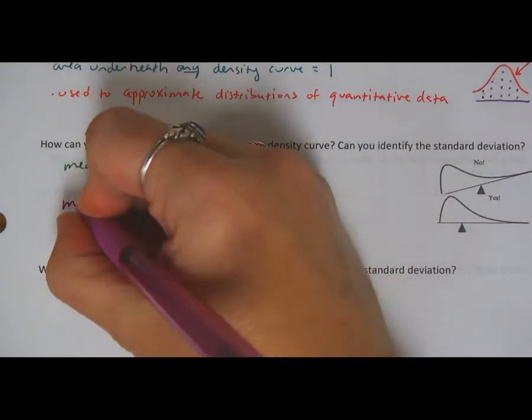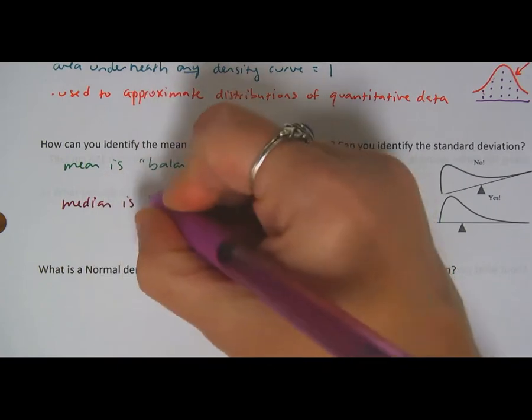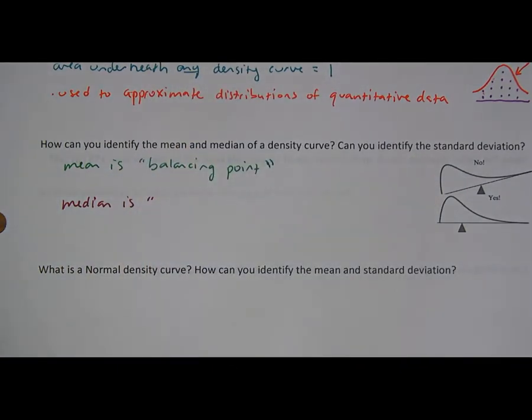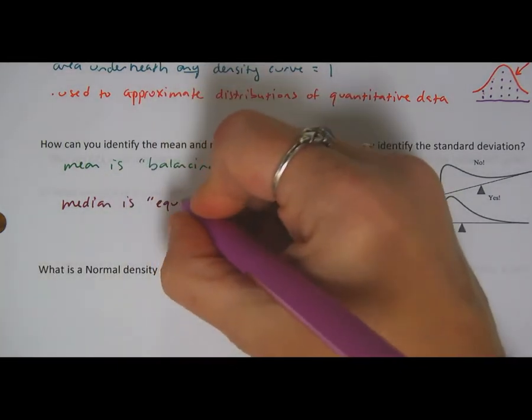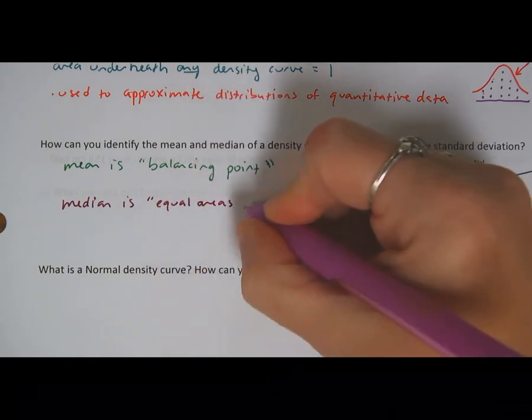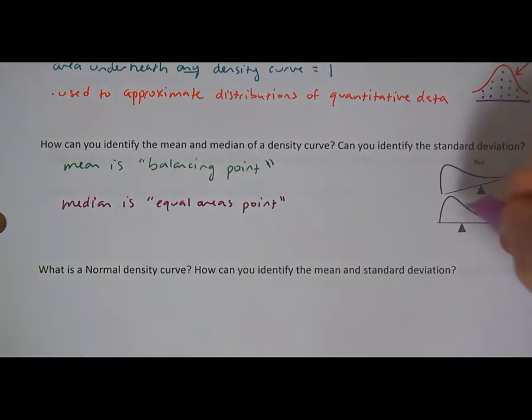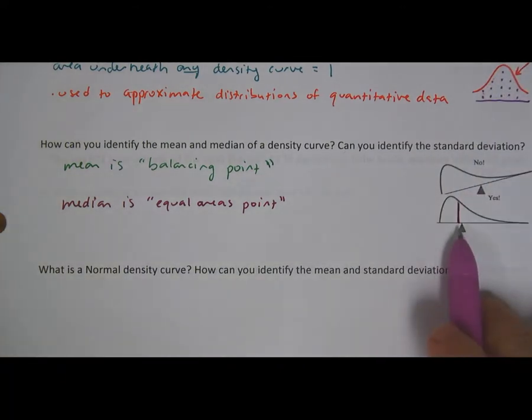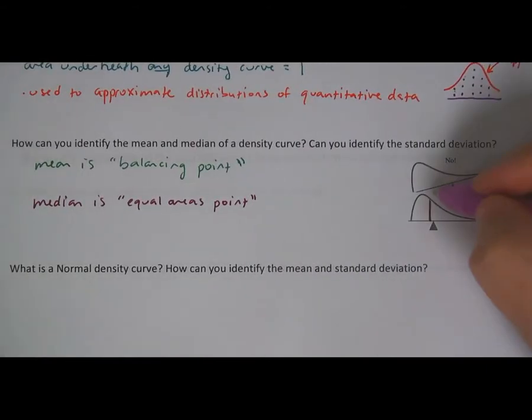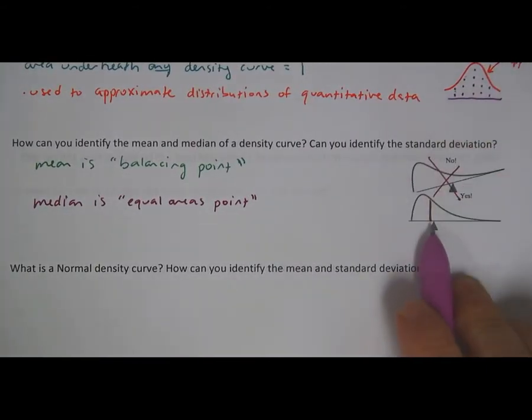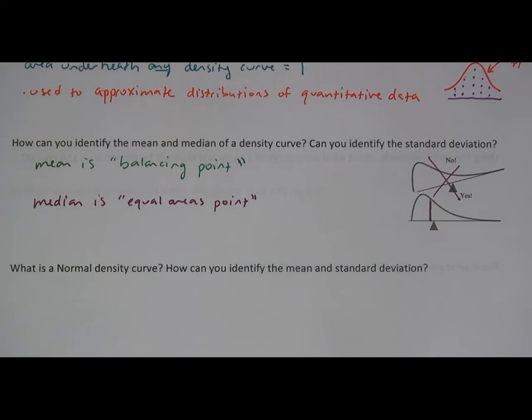However, the median is simply going to cut the area right in half. So it's the equal areas point. Over here, I'm going to say the median would be somewhere right there. How did I know the median was to the left of the mean in this right skewed distribution? Think of old knowledge that you have. Because it's right skewed, but be more specific.